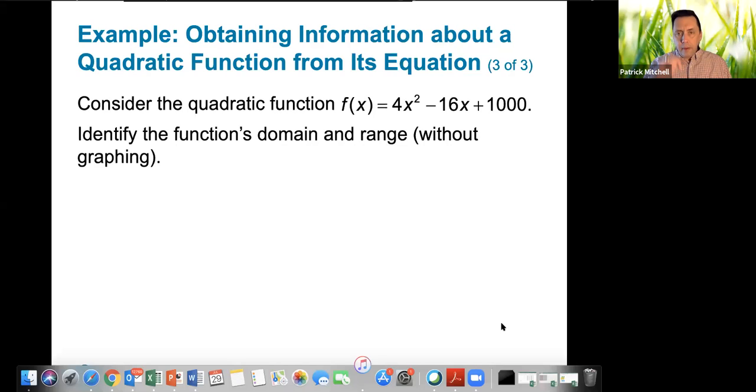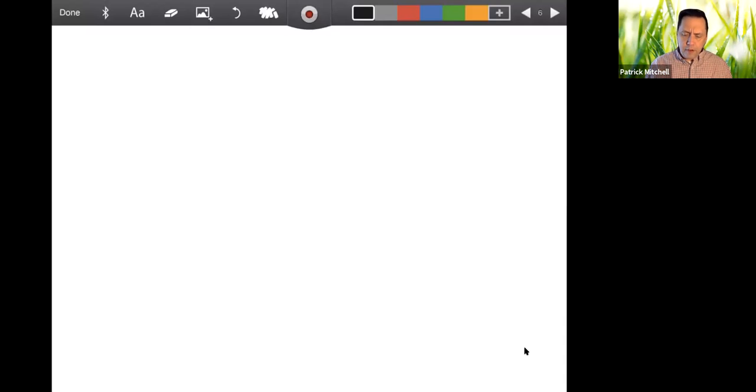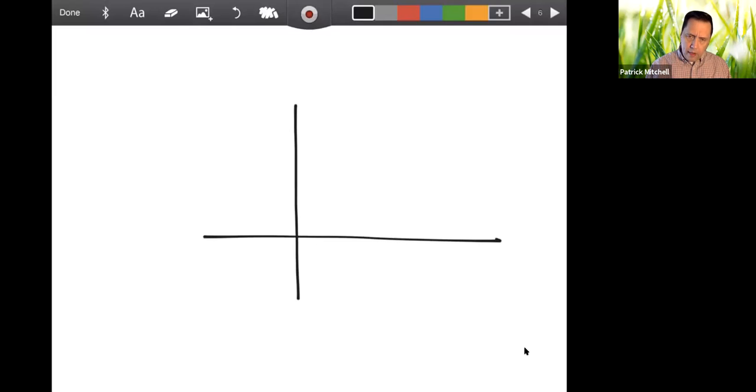Okay, I'm not going to bother drawing a particularly pretty graph of this. Really, the important thing is, like I said, where is the vertex? We know it is at the point 2, 984. And then we know the parabola opens up.